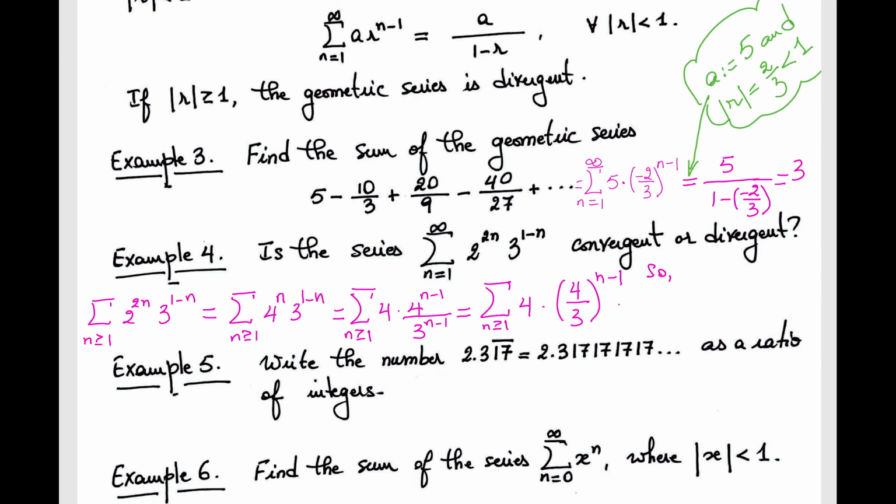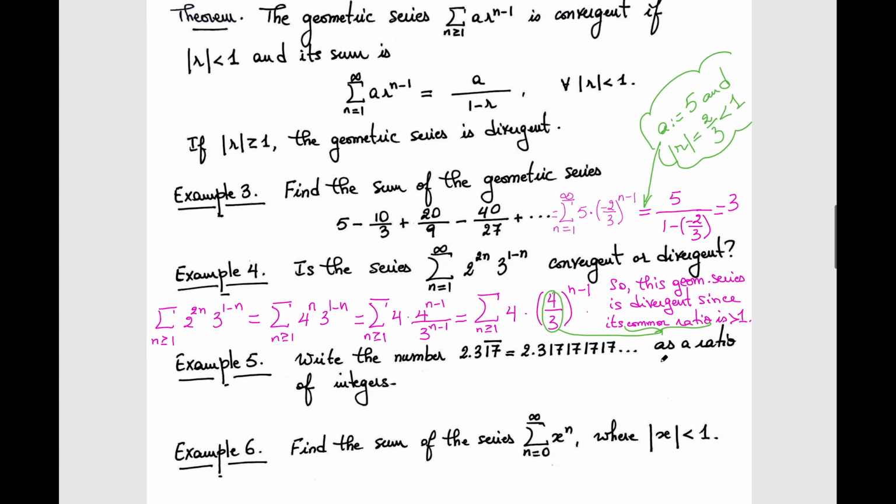So this geometric series is divergent since its common ratio is bigger than 1. Correct? Namely 4 over 3. This is the common ratio. That's the common ratio. Correct? That's the common ratio we have in mind.